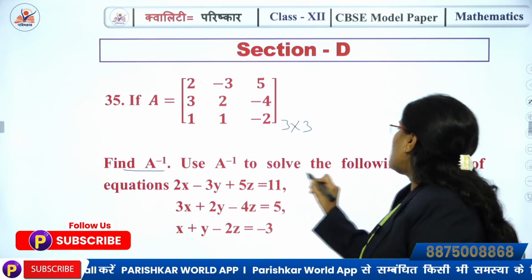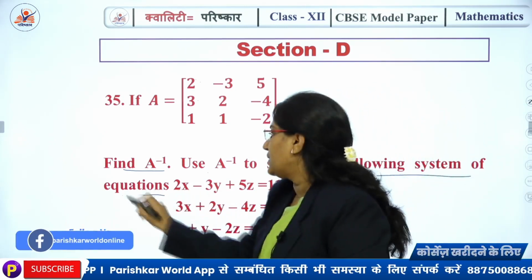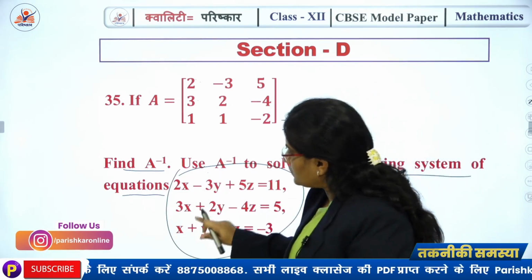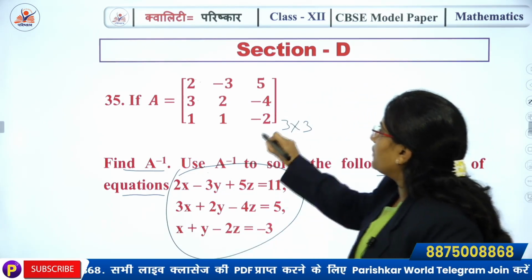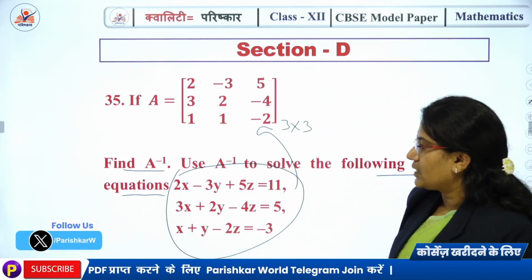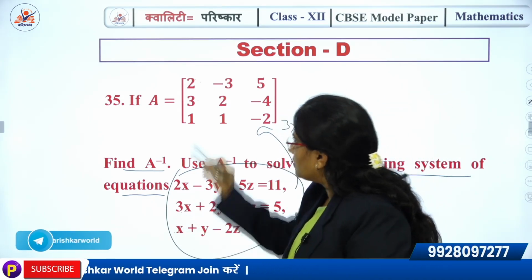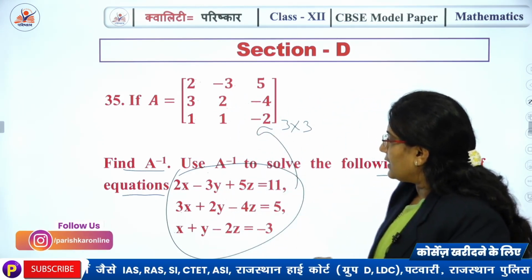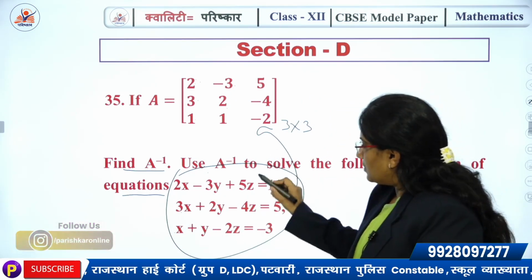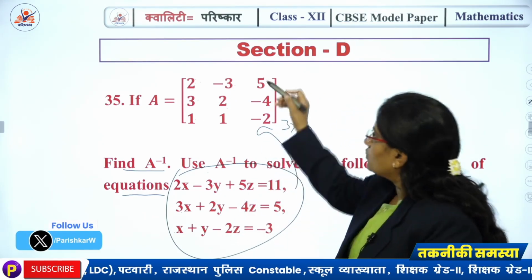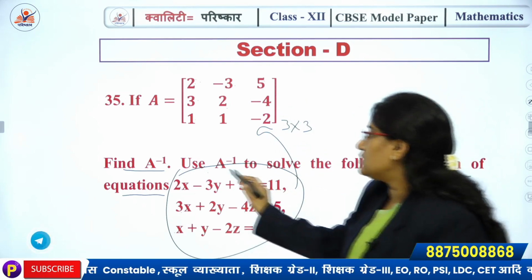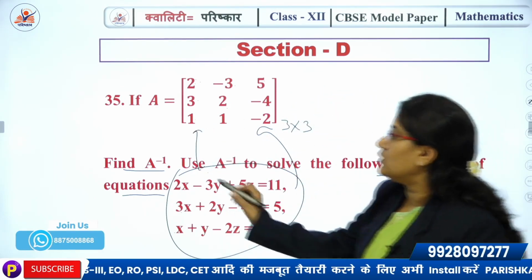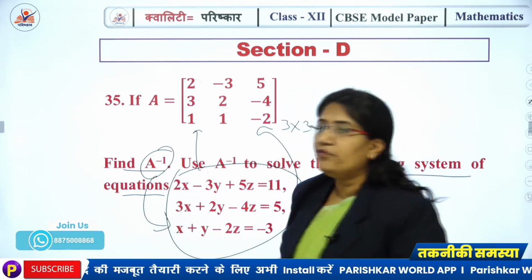Use A inverse to solve the following system of equations. There are some equations. As you can see, the coefficient matrix of these equations is the same as matrix A. You can see 2, 3, 1. Minus 3, 2, 1. Again, the coefficients of z in the three equations are 5, minus 4 and minus 2. That means the coefficient matrix of these equations is the same as the matrix A. So we can use the value of A inverse in solving this system of equations.